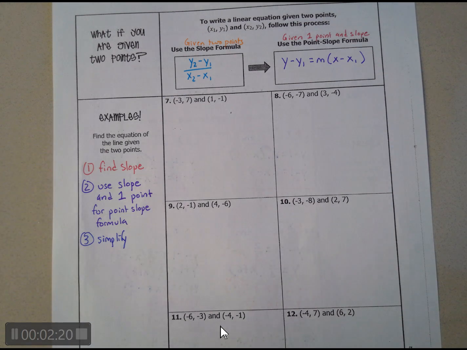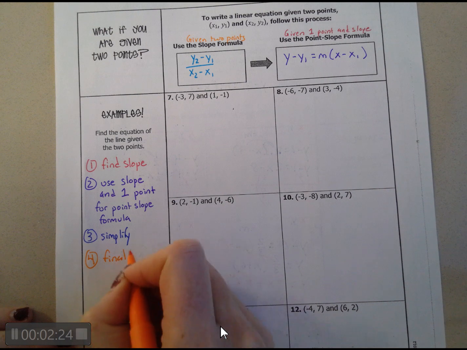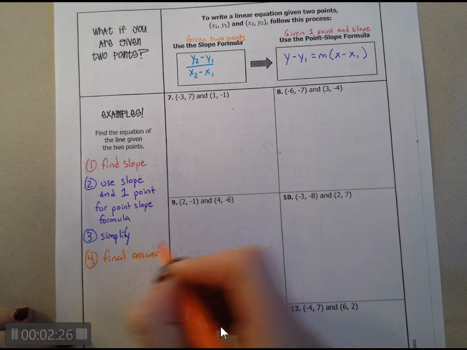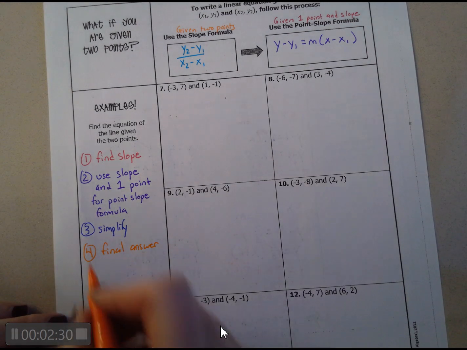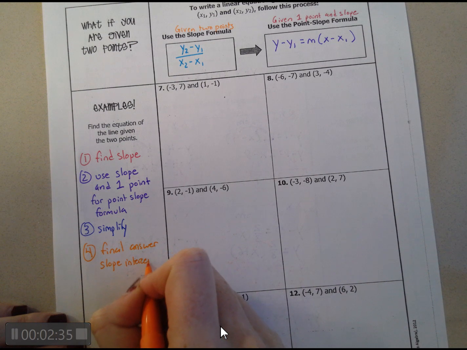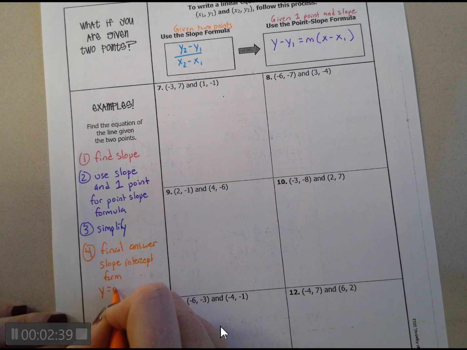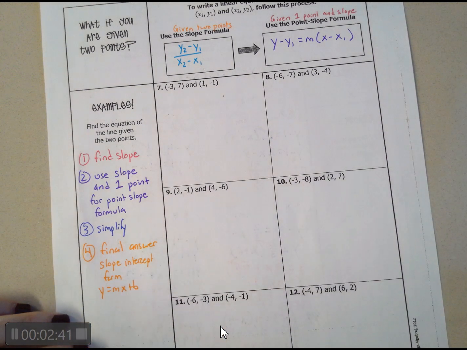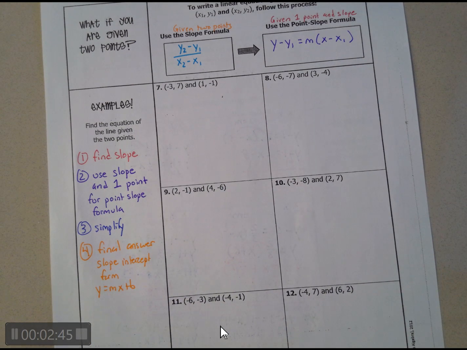And just a pro tip, final answer should be in your slope-intercept form, which is y equals mx plus b. Alrighty? Okay, so then let's get started.